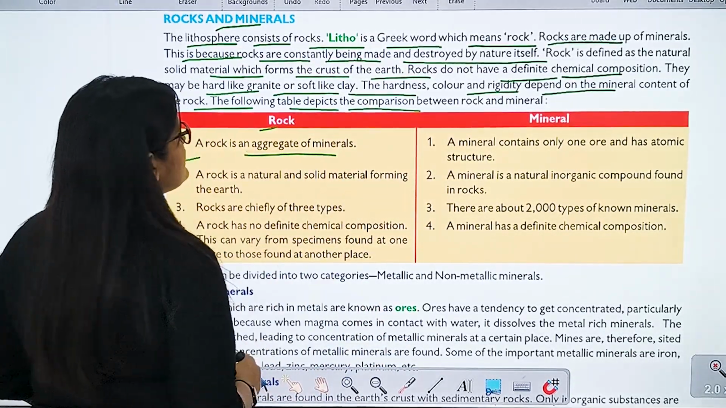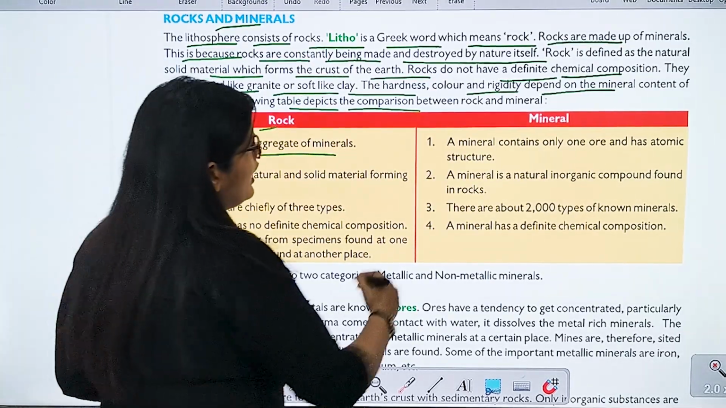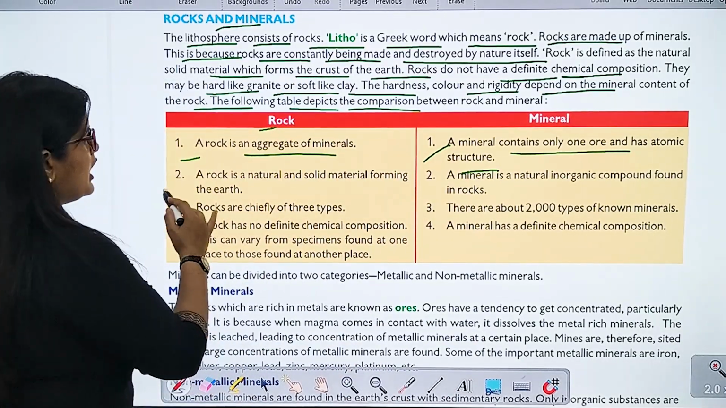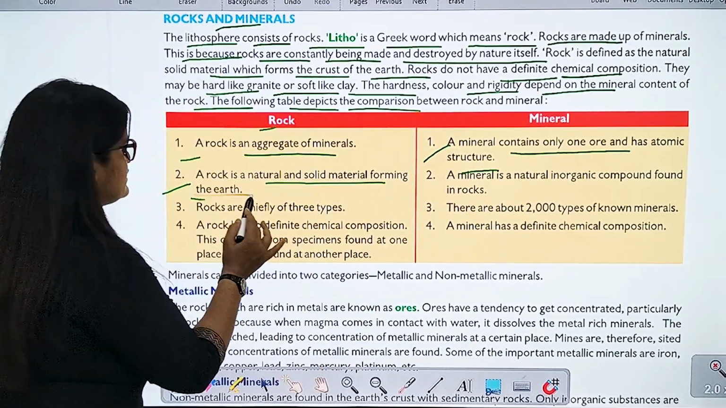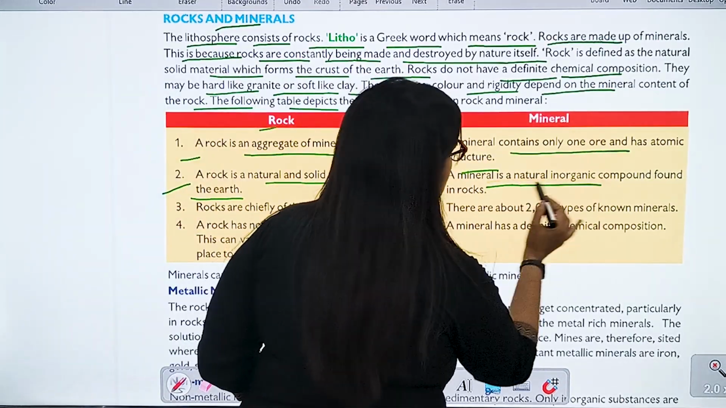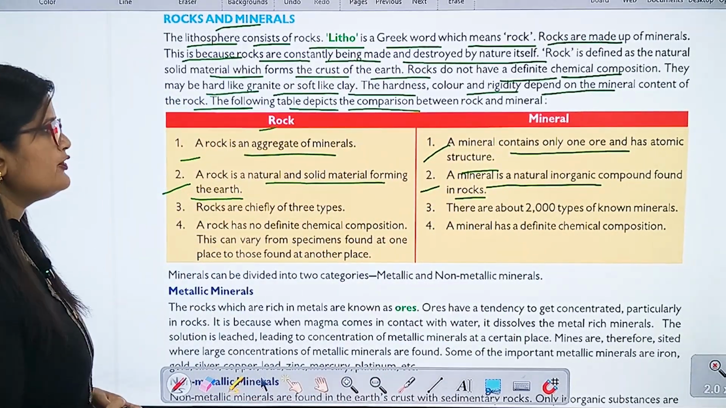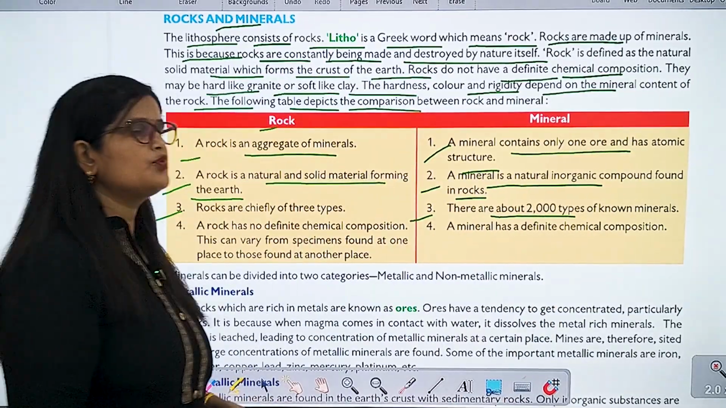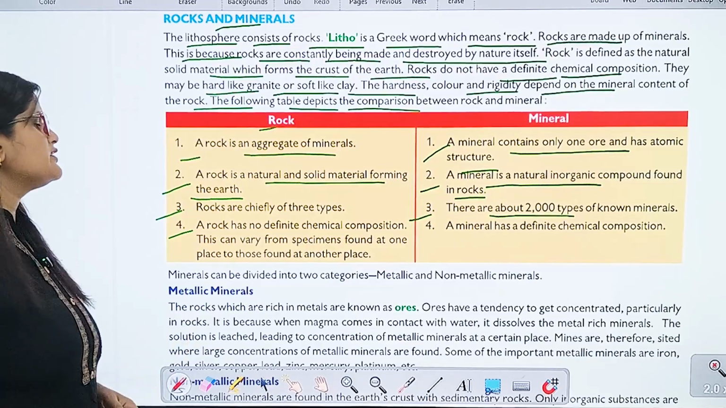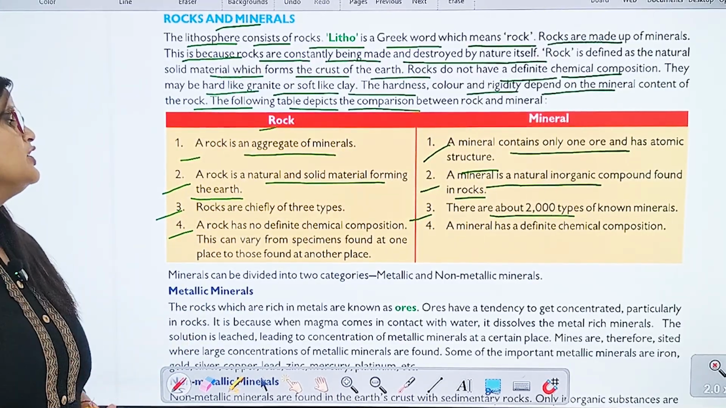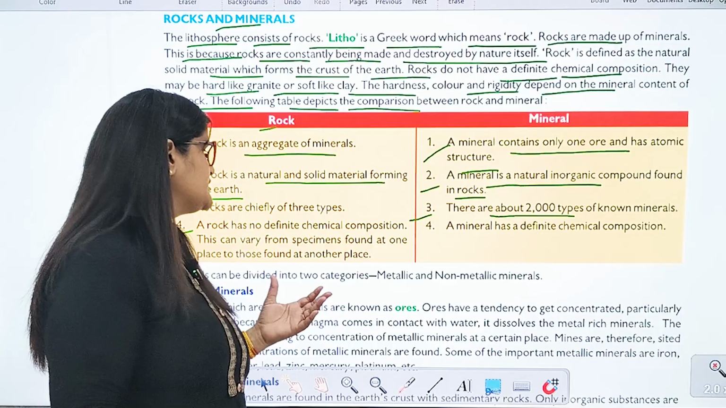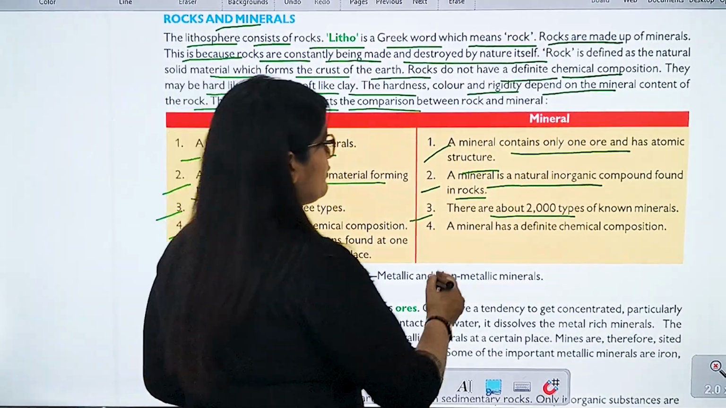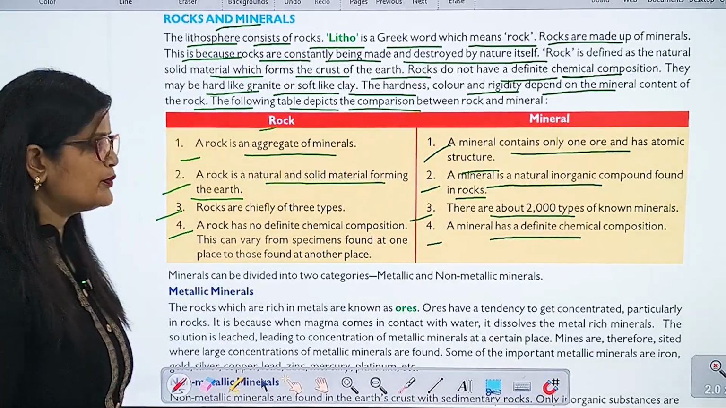A rock is an aggregate of minerals. A mineral contains only one ore and has an atomic structure. A rock is a natural and solid material forming the earth. A mineral is a natural inorganic compound found in rocks. Rocks are chiefly of three types, and there are about 2,000 types of minerals. A rock has no definite chemical composition. This can vary from specimens found at one place to those found at another place. Number 4, a mineral has a definite chemical composition.